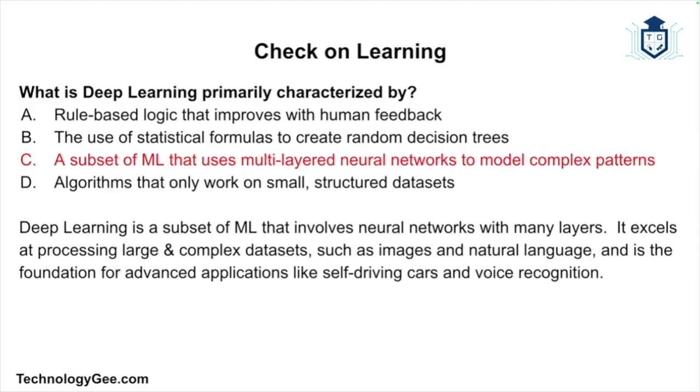And the correct answer is this is a subset of machine learning that uses multi-layered neural networks to model complex patterns. So deep learning is a subset of machine learning that involves neural networks with many layers. It excels at processing large and complex data sets, such as images and natural language. And this is the foundation for advanced applications like self-driving cars and voice recognition.